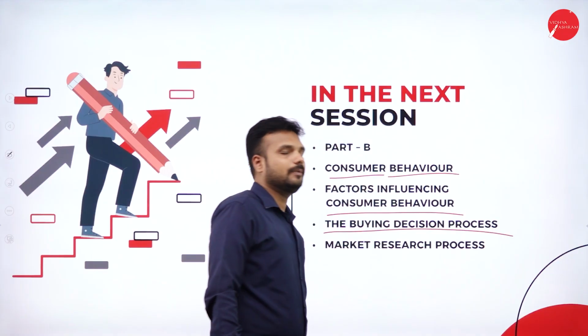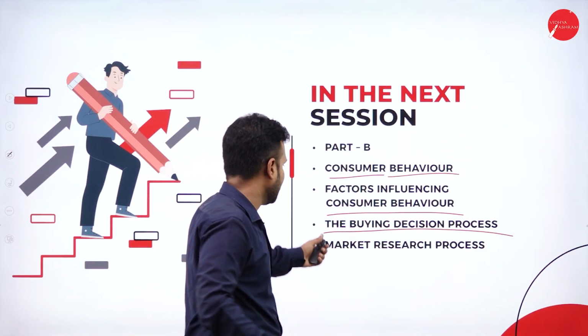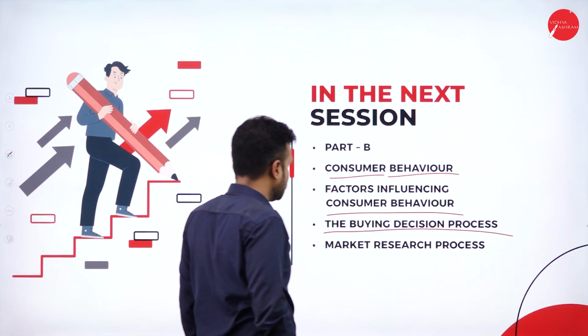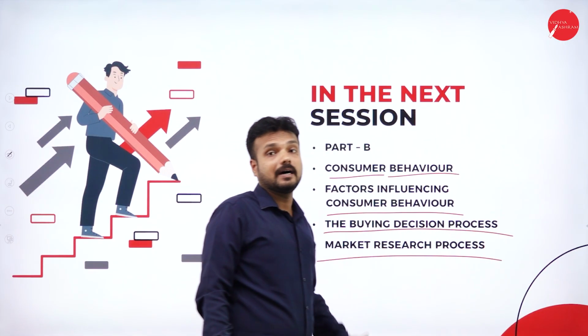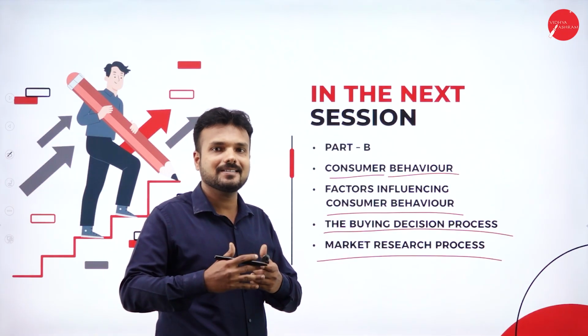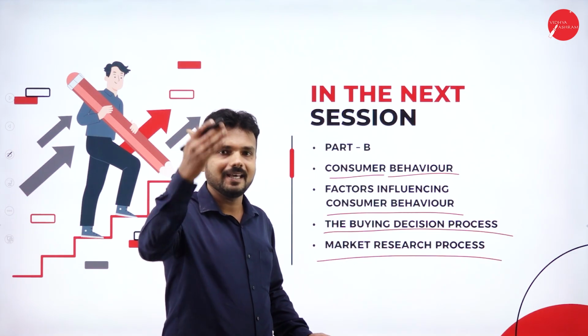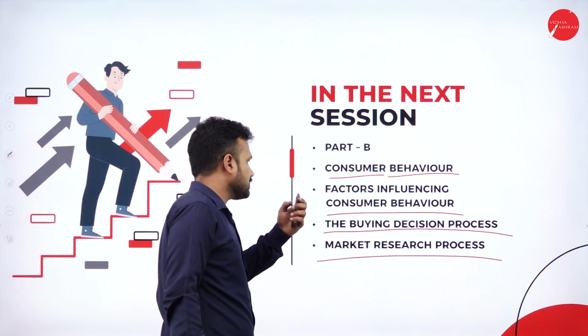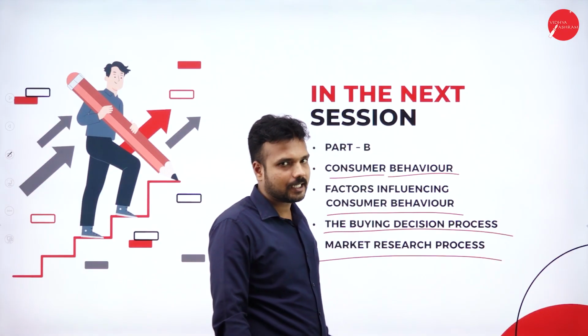So how we are going to make a buying decision. Directly we won't visit a store and purchase a product. It is a buying decision making process. Market research process, how we go about the market research of a product. There are formalities and a procedure to go with market research to reach out to my customers. These are the things that we need to learn in the next session, that is part B of unit 3.